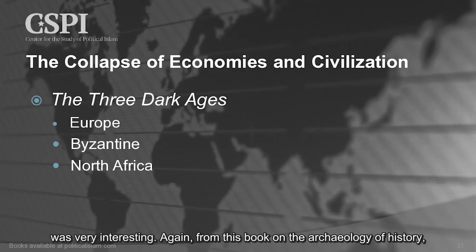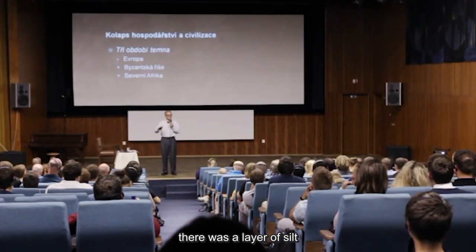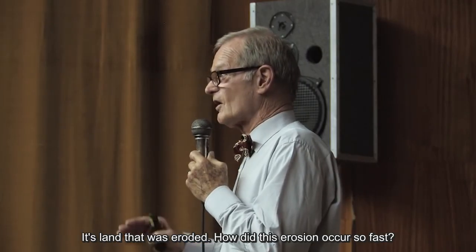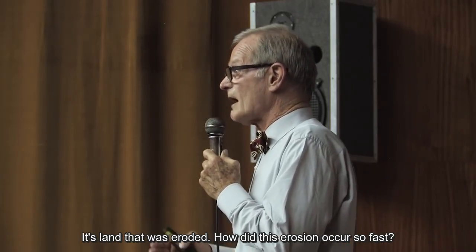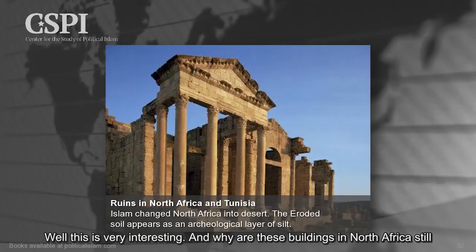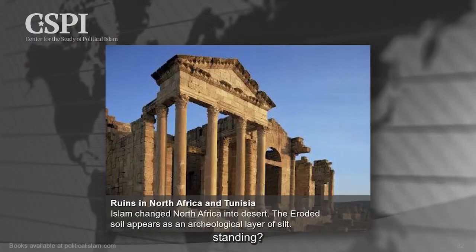Again, from this book on archaeology of history, there is a layer of silt in the Mediterranean at the North African coastline. It's land that was eroded. How did this erosion occur so fast? Well, this is very interesting. And why are these buildings in North Africa still standing?